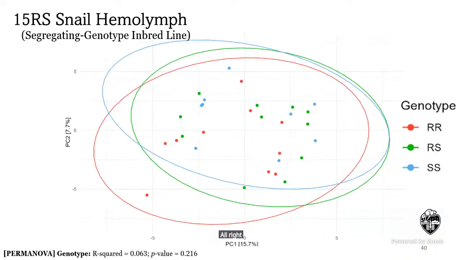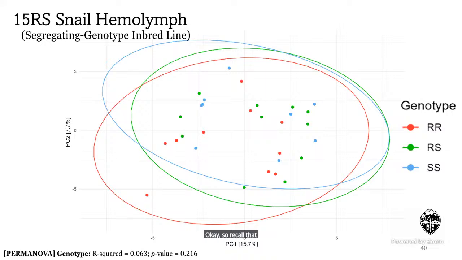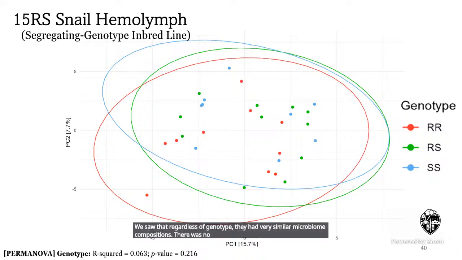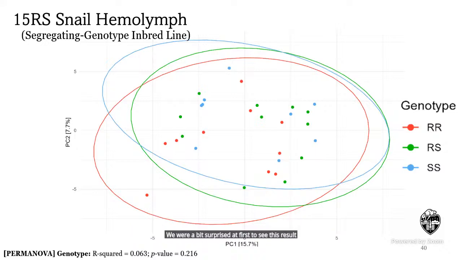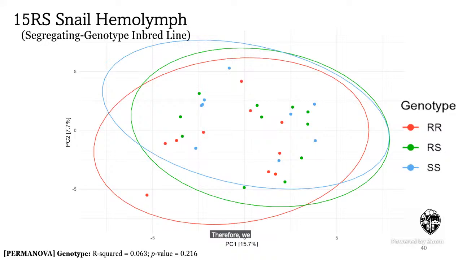All right, next I did principal components analysis again on the 15RS snail hemolymph. Recall that these snails are still segregating at their PTC2 genotype, and they all share a common tank environment. So it's coming from one tank. We saw that regardless of genotype, they had very similar microbiome compositions. There was no genotype effect going on here. We were a bit surprised at first to see this result after seeing such a strong result in the fixed genotype inbred line snails. Therefore, we proposed two hypotheses to explain this difference in results.